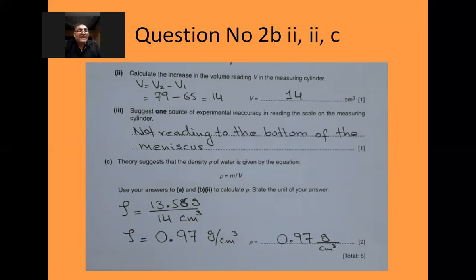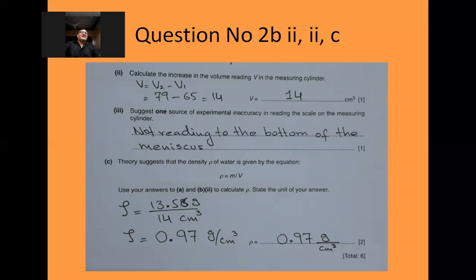Then it says suggest one source of experimental inaccuracy in reading the scale on the measuring cylinder. Normally what happens here, you have water. We check the level of the water by its lower meniscus. One particular experimental error can be that somebody might not be reading the bottom of the meniscus. Meniscus is the level of the water in the measuring cylinder. It's like a crescent moon, and we always take the bottom of the meniscus. Somebody might not be taking it from the bottom.